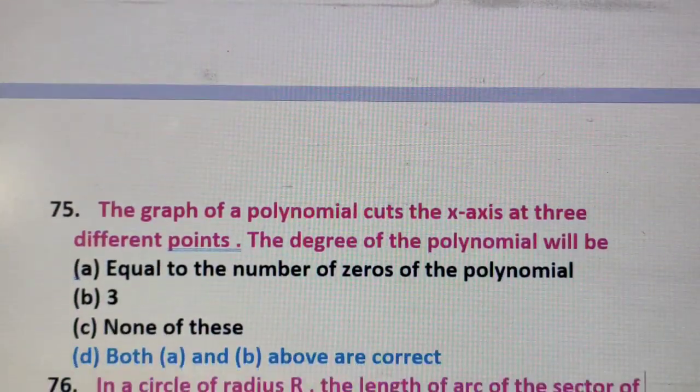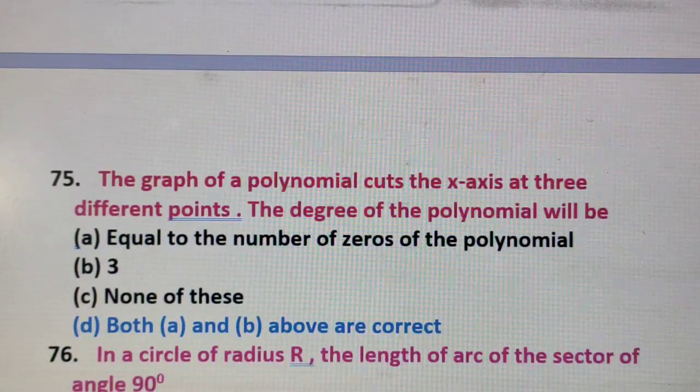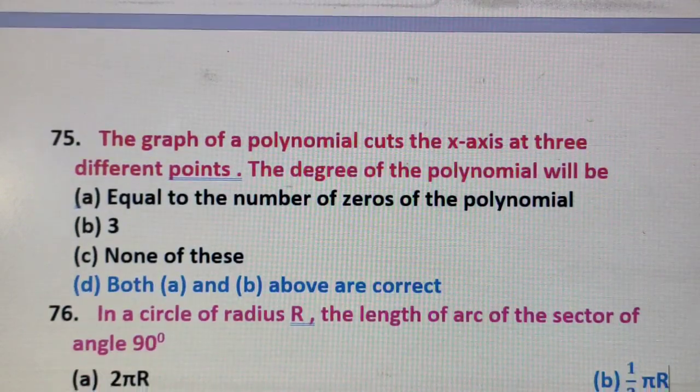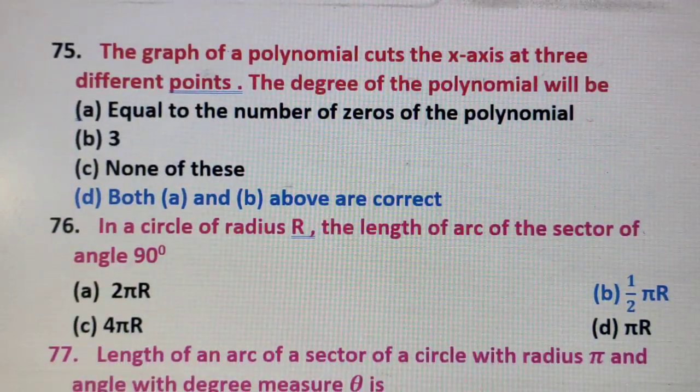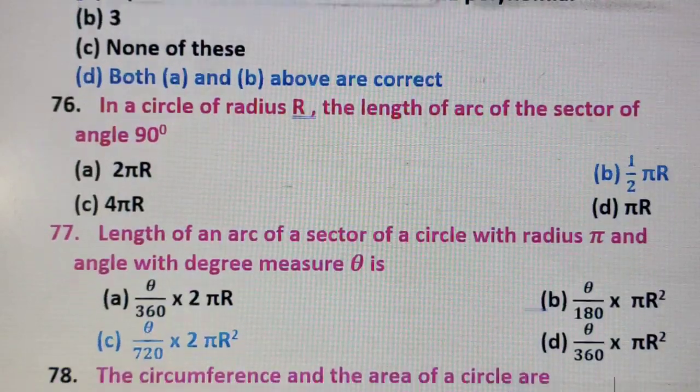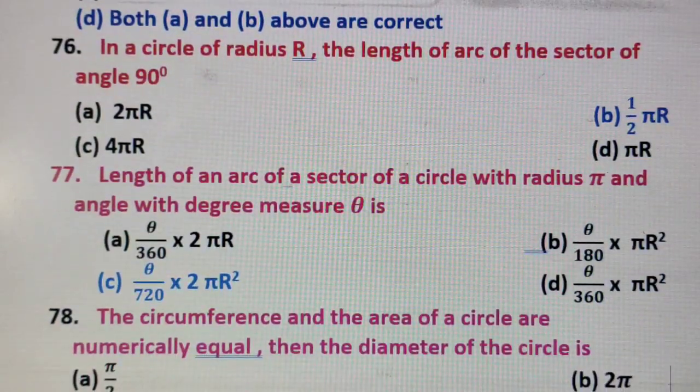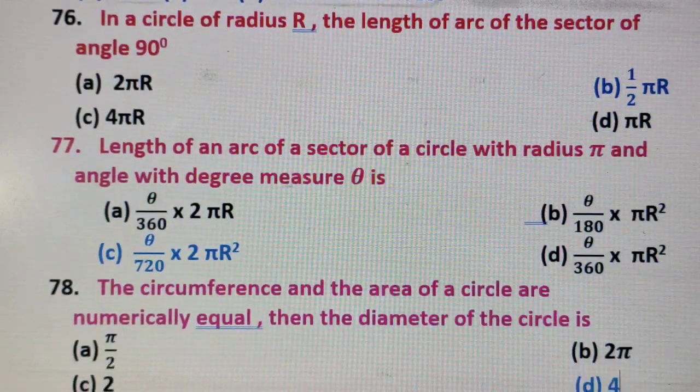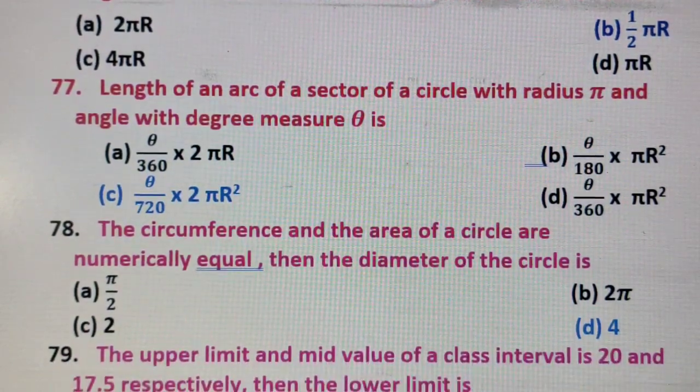The graph of the polynomial cuts the x-axis at 3 distinct points. The degree of the polynomial will be equal to the number of zeros, or equal to 3, that is both A and B are correct. In a circle of radius r, the length of an arc of the sector of angle 90 degree is half pi r. Length of an arc of a sector of a circle with radius r and an angle of degree measure theta.